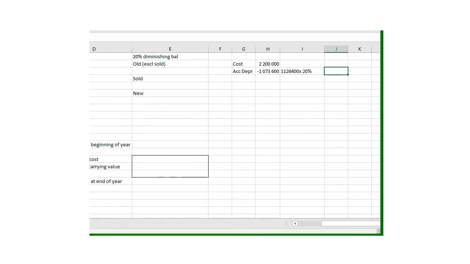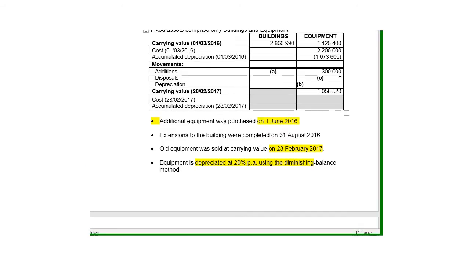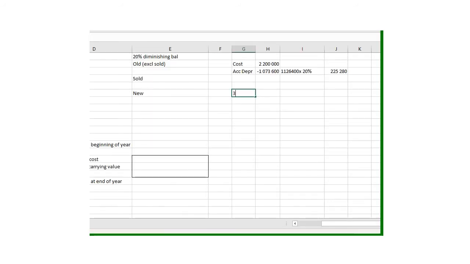So 1,126,400 times 20% gives me 225,280. So that includes the sold. So in this specific example, I don't have to do the sold separately because it's already in there. I did not exclude it. The cost for the new, there it is, 300,000. That I must multiply by 20%.